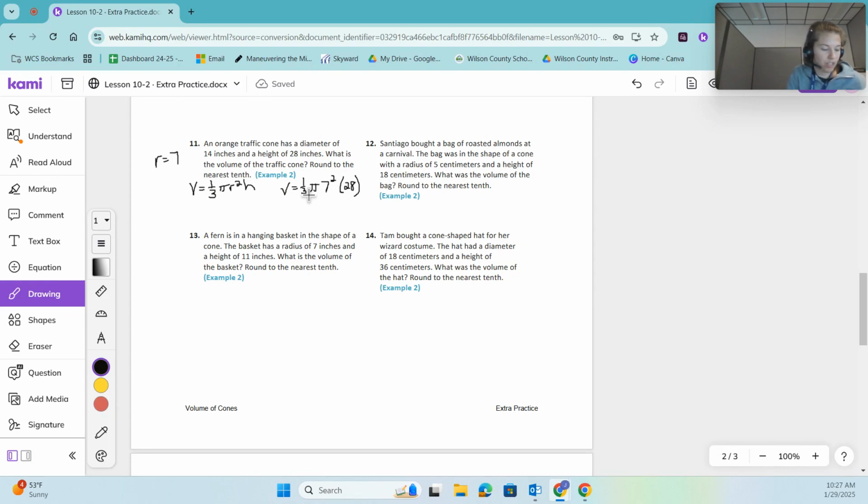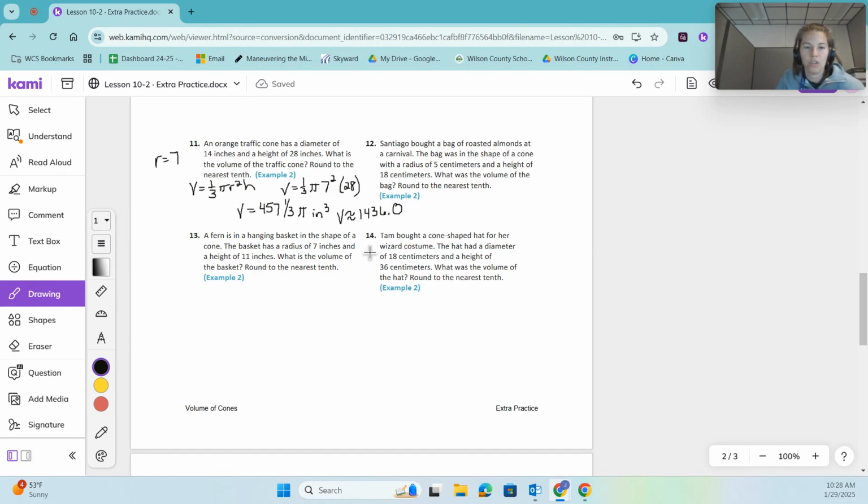Again, we'll type that into our calculator. 1/3 times 7 squared times 28. And that is going to give you a volume of 457 and 1/3 pi inches cubed. And this one does ask us to round to the nearest tenth, so we'll go ahead and multiply that by our 3.14. And we are going to get our volume is approximately equal to 1,436.0 because it's 0, 2. That 2 is going to tell that 0 to stay the same there.